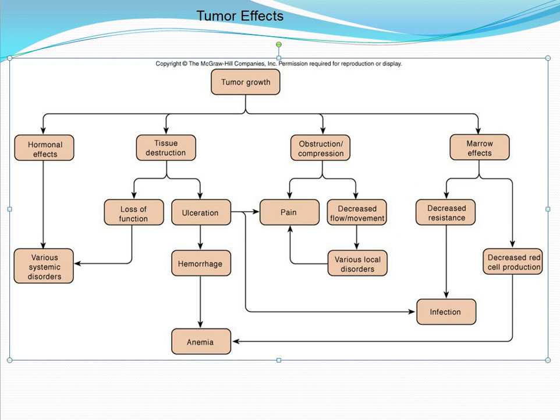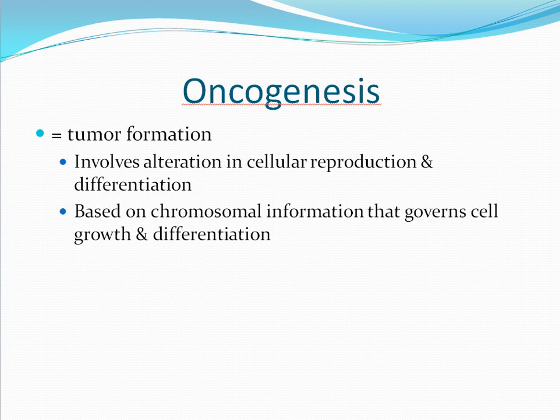Next, we need to look at oncogenesis. The term oncogenesis means tumor formation. It involves alteration in cellular reproduction and differentiation. Oncogenesis is based on chromosomal information that governs cell growth and differentiation. This is the place where transformation arises.